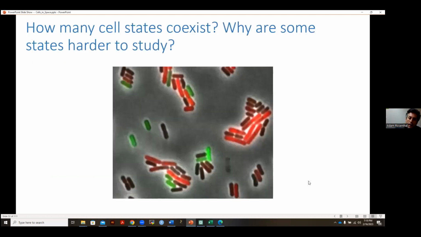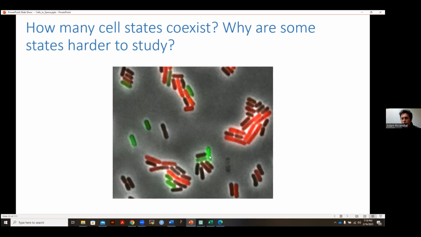Okay, so now I wanted to switch into what my lab is doing currently, because these are the reasons why we're really interested in heterogeneity and want to understand it. I showed you this picture earlier, and I was very proud that we can see two cell states in one picture. But in reality, the question is, how many cell states are there in this picture? There are cells that are not green or red, like these cells down on the bottom. There are cells that look sort of fat and cells that look sort of skinny.